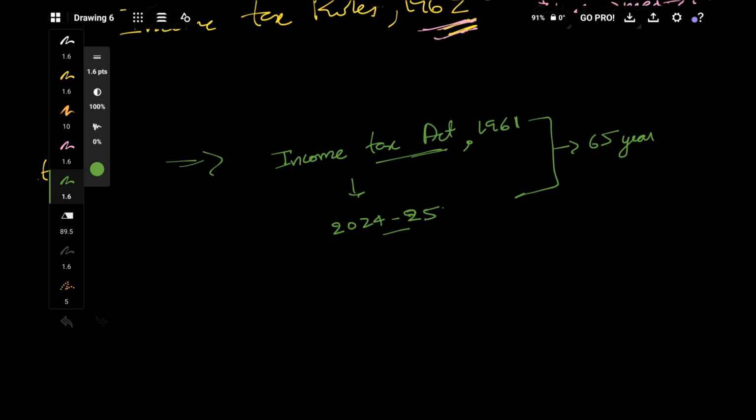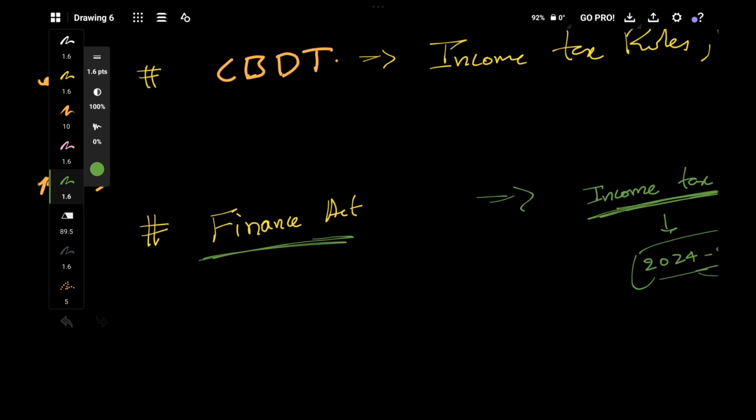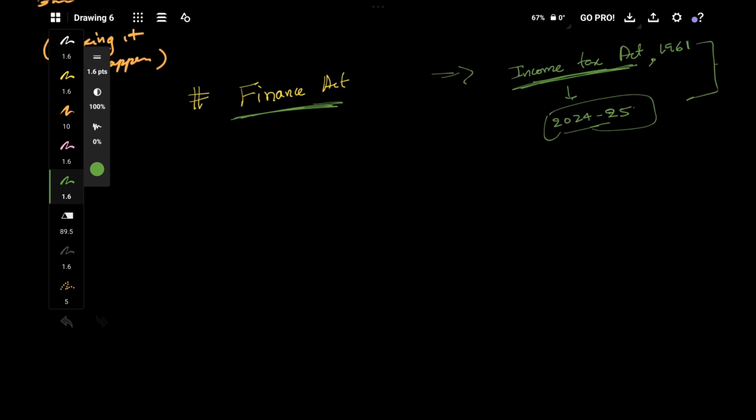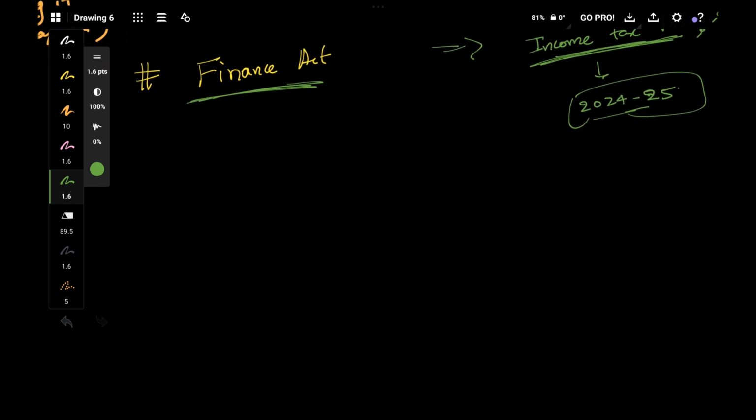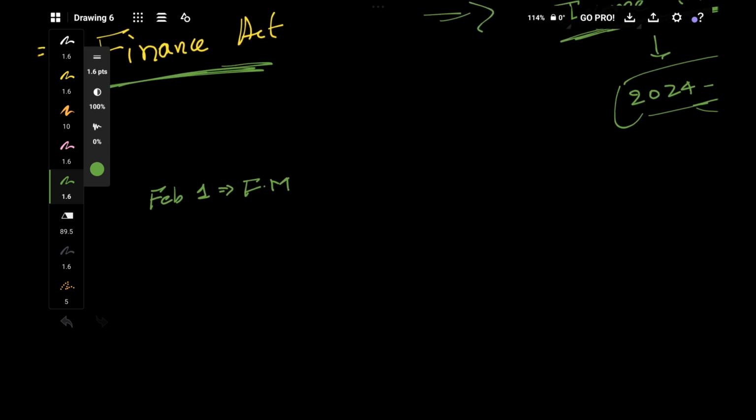So what the government will do is, every year the government will amend this Income Tax Act by way of this Finance Act. Every year, this is very important. You have to know this, and there is no option for you to not know. You have to know this as a professional, as a CA aspirant and CA student, so please do focus. This is very much important.